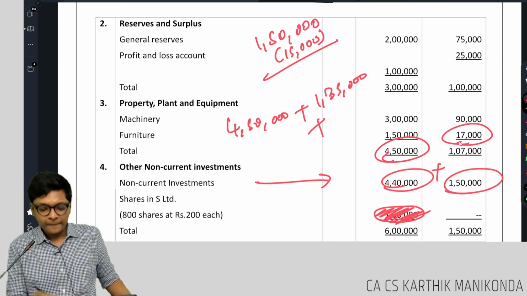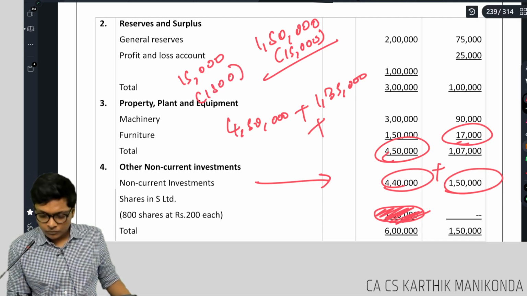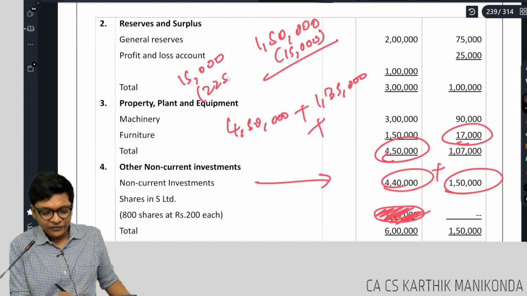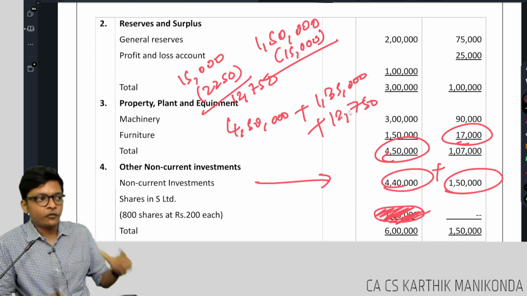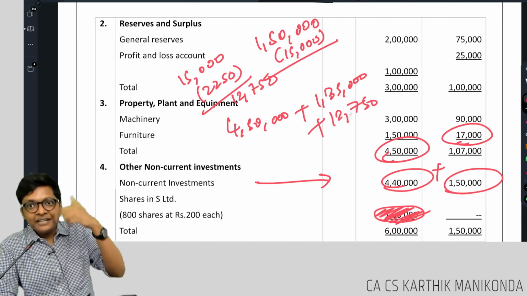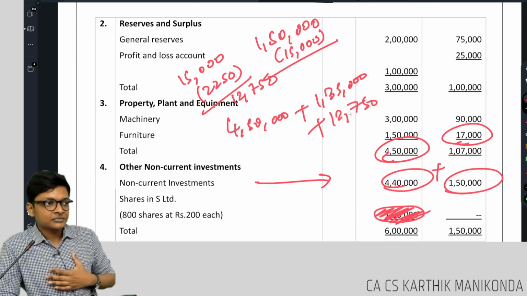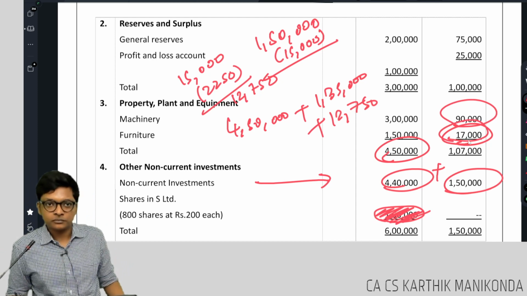Furniture, what happened? Furniture became 15,000 minus 15%, sorry, minus 2250, how much? 12,750. I will add 12,750. Are you following, guys? Basically revalued item minus new depreciation on revaluation. Are you getting the logic, guys? You cannot take 90 and 17,000.